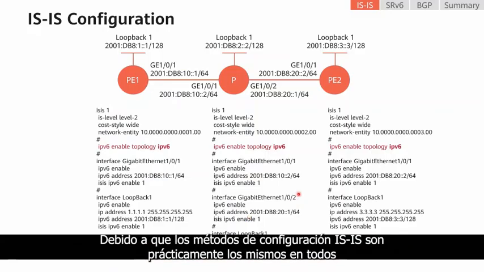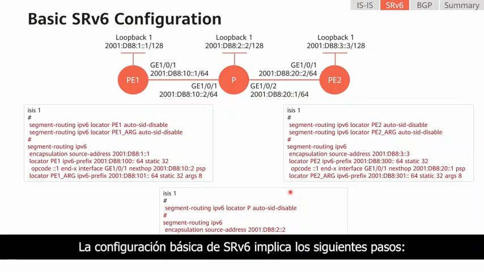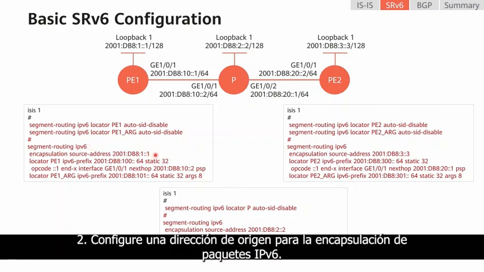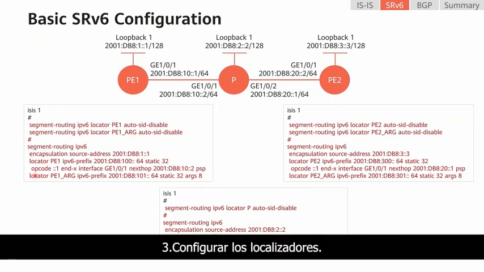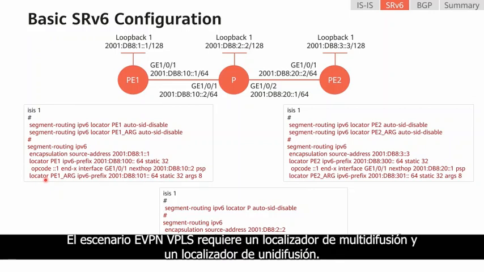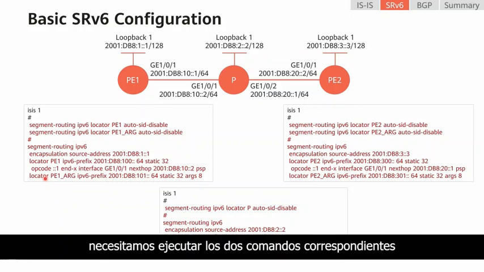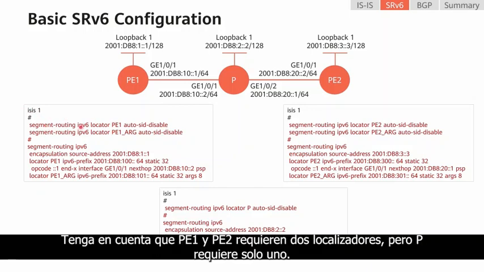Because EC's configuration methods are practically the same across all SRv6 TE policy scenarios, they will not be described in detail. Basic SRv6 configuration involves the following steps. First, enable SRv6 globally. Second, configure a source address for IPv6 packet encapsulation. Using the IPv6 addresses of the loopback interfaces is recommended. Third, configure locators. The EVPN VPLS scenario requires a multicast locator and a unicast locator. Because there are two locators configured, we need to run the two corresponding commands in the EC's view to advertise locator routes. Note that P1 and P2 both require two locators, but the P requires only one.